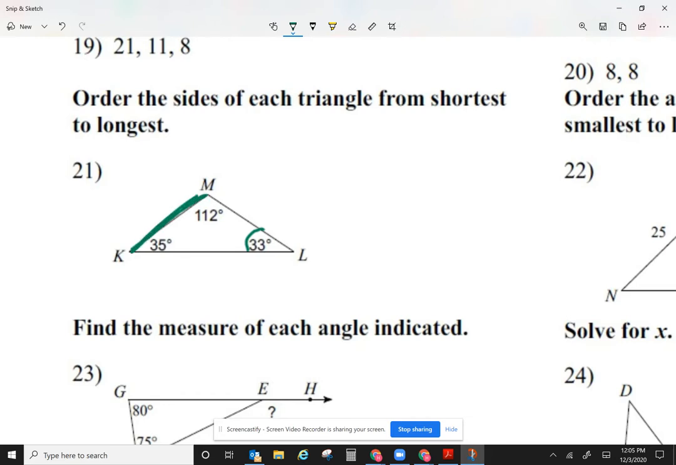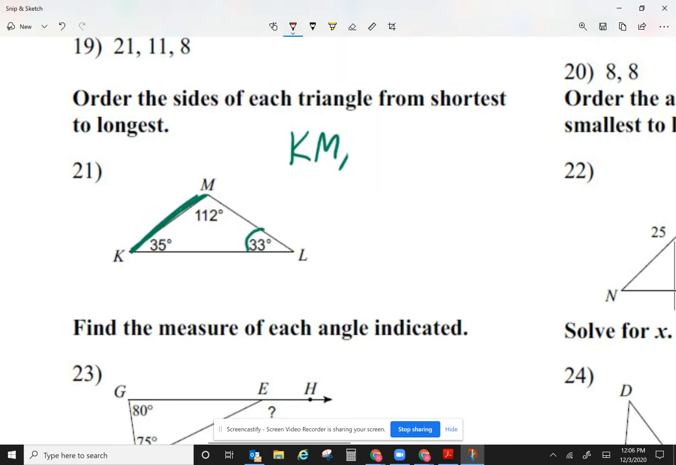Remember in geometry, opposite means far away. The smallest angle is far away from the smallest side. So I don't know how big is the side KM. I just know that's the shortest angle. That's the smallest angle we have. KM or MK, however you want to call it.